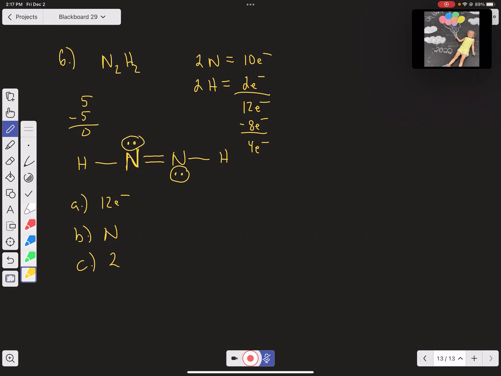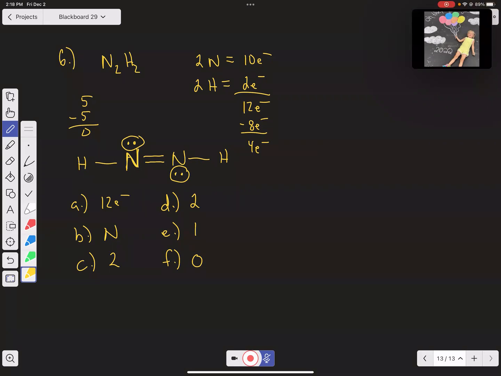And there are how many single bonds, double bonds, and triple bonds in this molecule? So how many single bonds? We've got 2 single bonds, right? The nitrogen-hydrogen bonds, those are my single bonds. And then for the double bonds, I'm going to have 1 double bond, that nitrogen-nitrogen double bond. And then obviously we're going to have 0 triple bonds. We do not have any triple bonds in this Lewis structure.